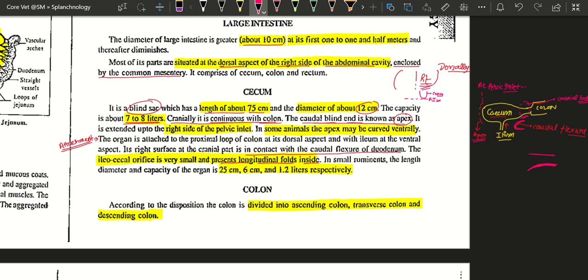So considering the small ruminants, their length, diameter, and capacity. The length of the cecum in small ruminants is about 25 centimeters. The diameter is about 6 centimeters, and the capacity is about 1.2 liters.